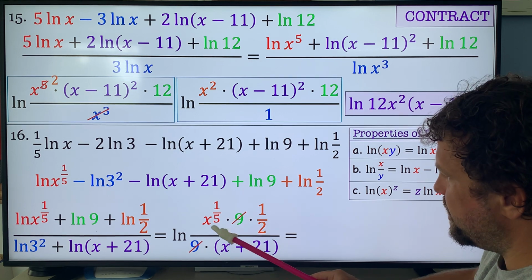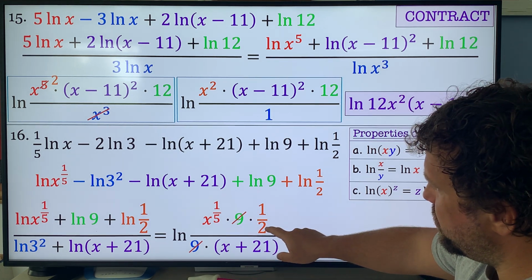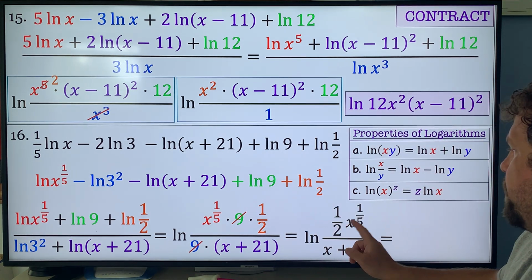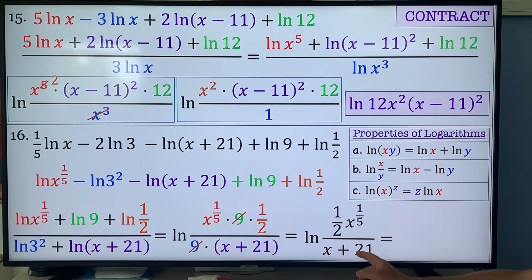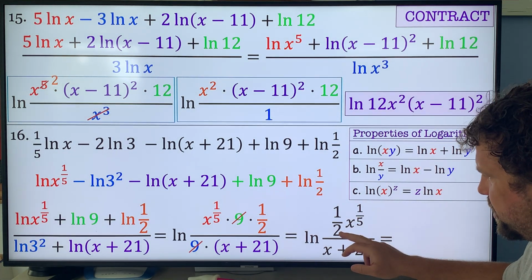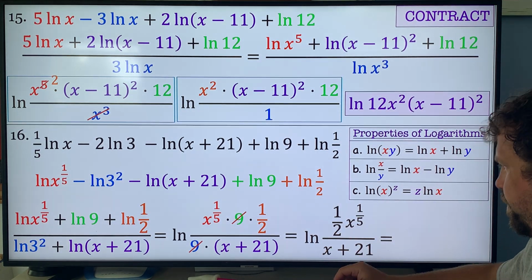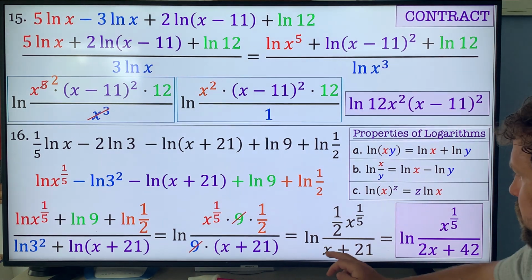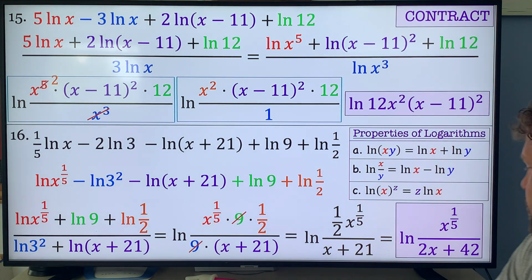Divided by 9, so the 9s actually cancel out. And this 2 goes to the bottom. So when you have 1/2 x to the 1/5, or x plus 21, you actually take this 2, because you don't want a fraction over fraction, and move it to the bottom. So it's x to the 1/5 times 2x plus 2 times 21 is 42. Right. Or if you want to just do 2 times x plus 21 in parentheses.